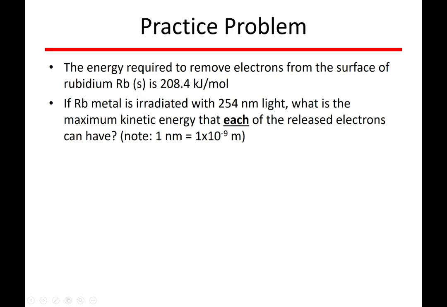What does it mean when we say the energy required to remove electrons? That is the binding energy. So that's all we can say, that 208.4 kilojoules per mole is the binding energy. That simplifies that down quite a bit.